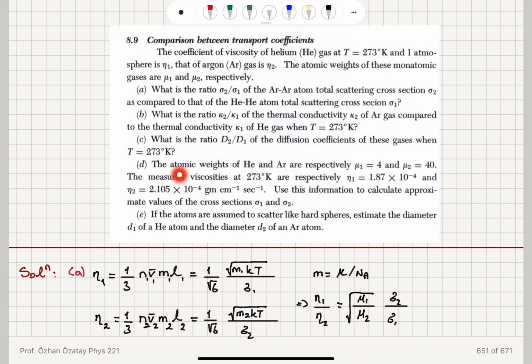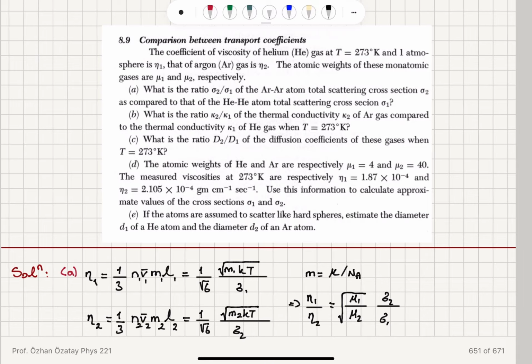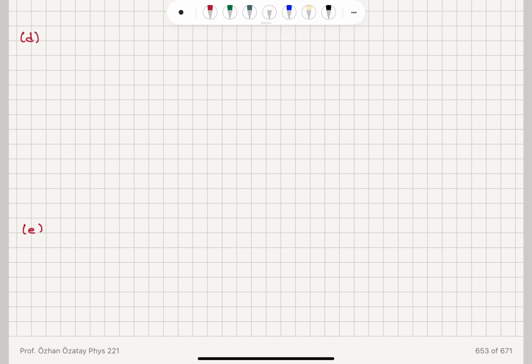Part D, the atomic weights of helium and argon are respectively mu1 equals 4, mu2 equals 40. The measured viscosities at 273 Kelvin are respectively eta 1 equals 1.87 times 10 to the minus 4 and eta 2 equals 2.105 times 10 to the minus 4 grams per centimeter per second. Use this information to calculate approximate values of the cross sections sigma 1 and sigma 2. Now we will substitute these results.